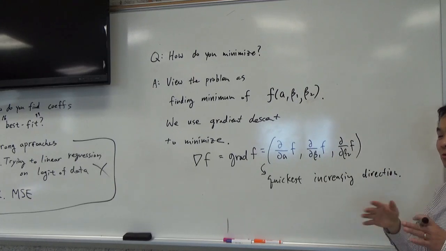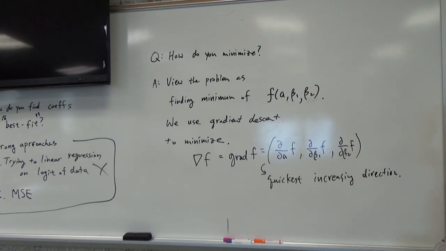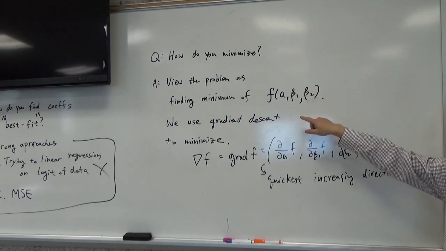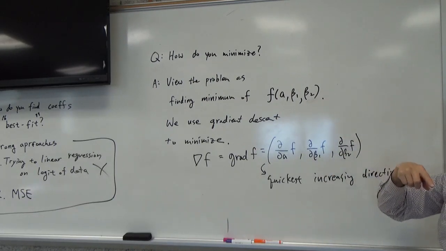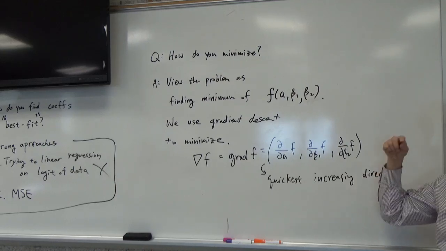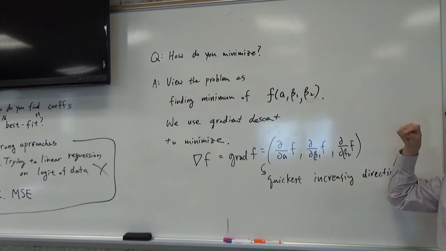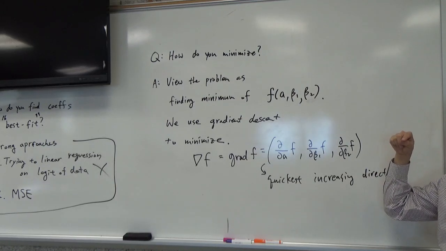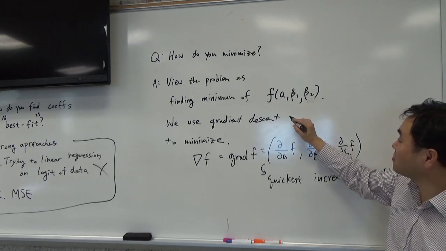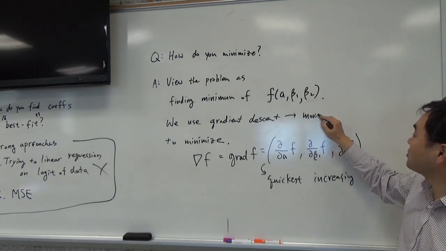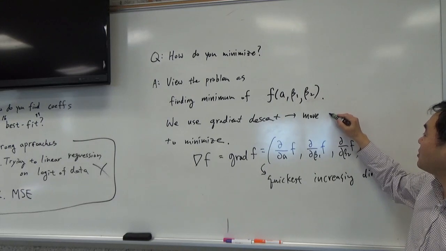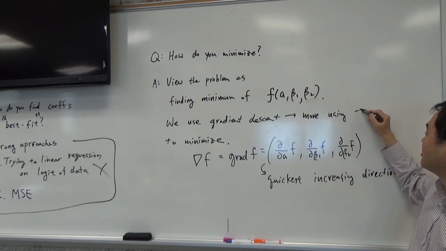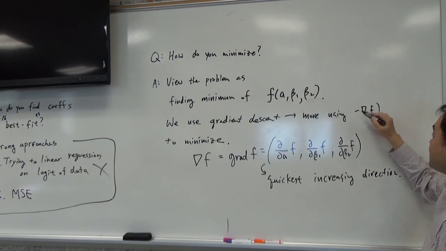Okay. It has to do with the directional derivative. But if you accept this, then you see that if you want to find the minimum, you probably want to go in the direction that's exactly the opposite of the gradient. So gradient descent means move using negative gradient of f.